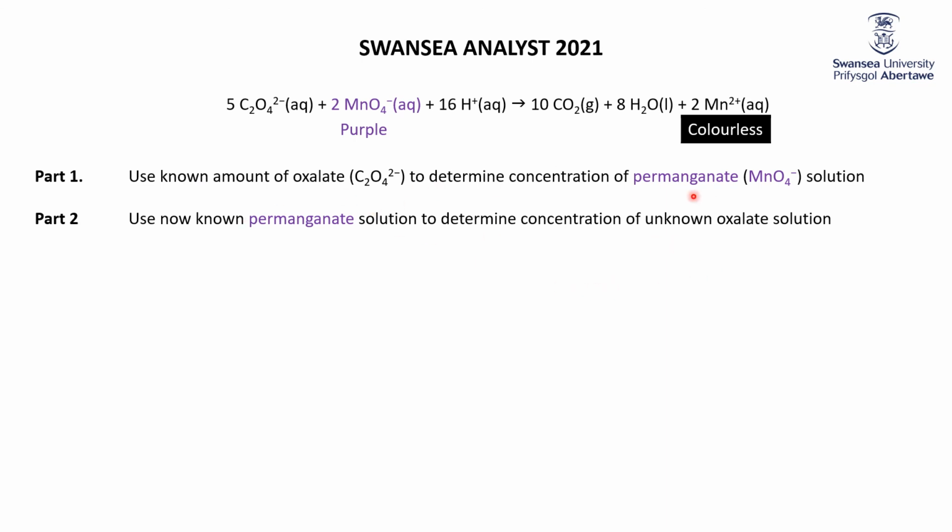Two solutions, permanganate solution that I've made up that I know the concentration, but you don't. An oxalate solution that I've made up that I know the concentration and you don't. First thing, we're going to determine the concentration of the permanganate solution by using a known amount of oxalate. And then once we've got the concentration of that permanganate solution, then you're going to determine the concentration of the oxalate solution. And we're going to do all of this using titrations.